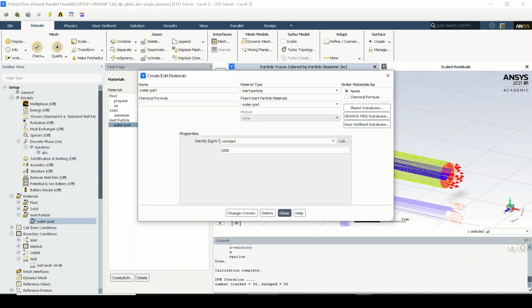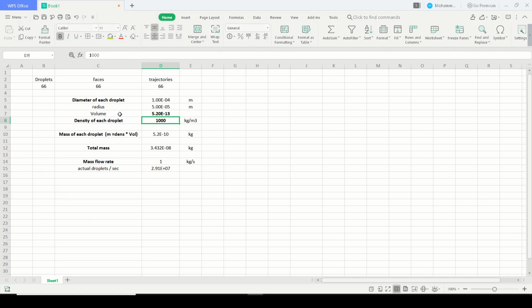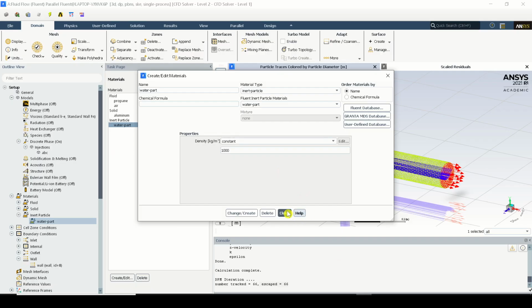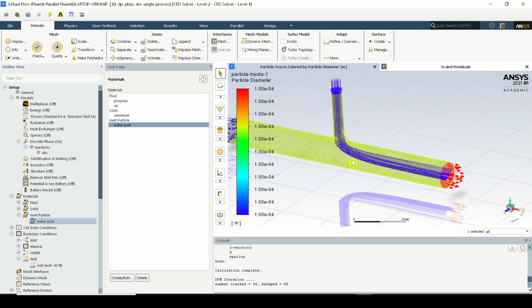Clear? And we know that the density of the material we have created is 1000 kg per meter cube. Clear? So I've written 1000 over here. The volume of each droplet is known, the density of each droplet is known. Therefore we can calculate the mass of each droplet. So I've just multiplied them, and I got the mass as 5.2e power minus 10 kg. So this is the mass of each droplet which is in the domain at this moment.